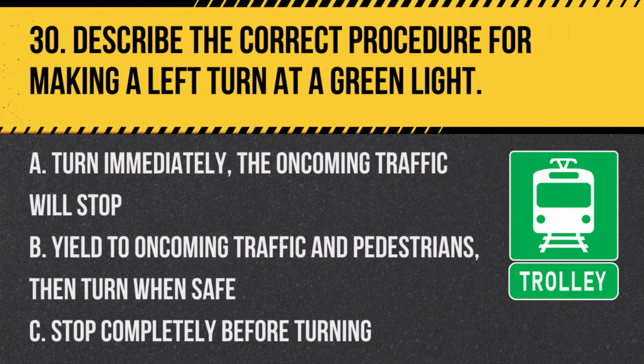Question 30. Describe the correct procedure for making a left turn at a green light. A. Turn immediately. The oncoming traffic will stop. B. Yield to oncoming traffic and pedestrians, then turn when safe. C. Stop completely before turning. Answer: B. Yield to oncoming traffic and pedestrians, then turn when safe. It's important to ensure the path is clear before completing a left turn.